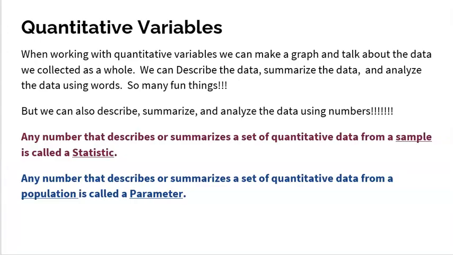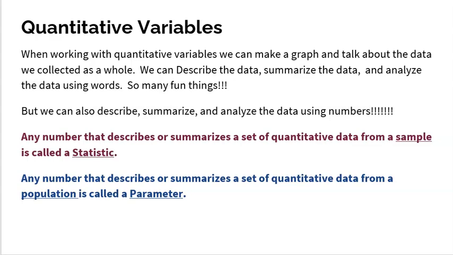So when working with quantitative variables, we can make a graph and talk about the data we collected as a whole. We learn to talk about the shape, the center, the spread, possible outliers. So we can describe, summarize, and analyze the data using words. But we could also describe, summarize, and analyze the data using numbers.